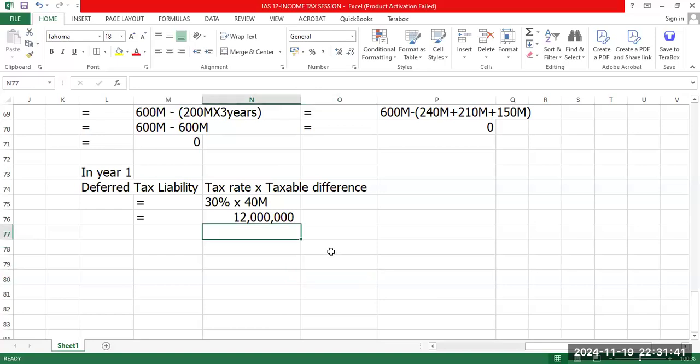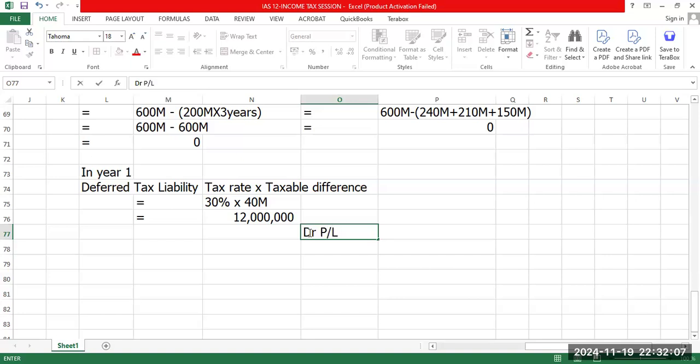What are the entries here? Entries that you can pass. You debit. Remember, whenever you have a taxable difference, that is a tax expense you need to pay. So here you debit the profit or loss account. This is like the tax expense. And credit the liability, the deferred tax liability account. This is a liability. Remember, a liability has a credit balance. That is number one.